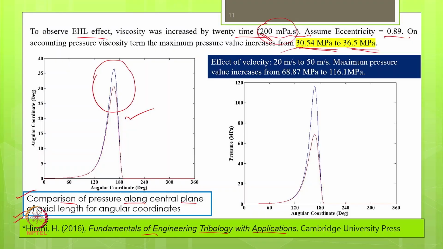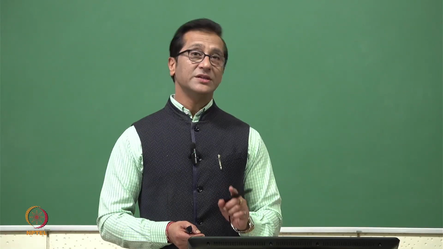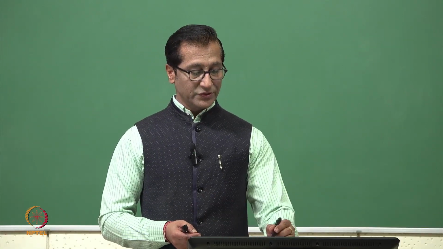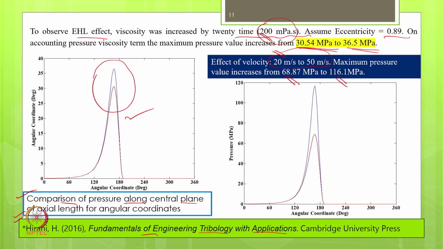Now, another hypothetical concept. Suppose instead of keeping the velocity at 20 meters per second, we increase the velocity to 50 meters per second. In this situation, we can see there is a significant difference. An increase in viscosity has some effect, but an increase in velocity also has a significant effect. So by increasing the velocity by 2.5 times, instead of 68.87 megapascal pressure, it has reached 116 megapascal pressure.